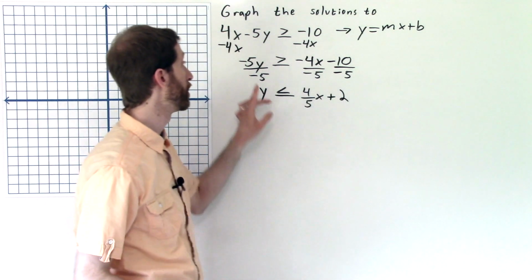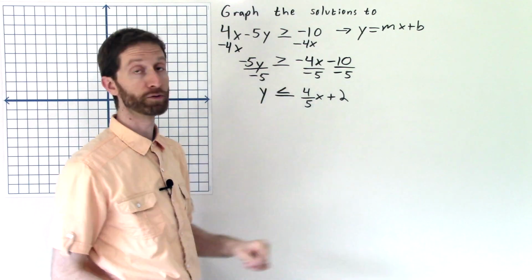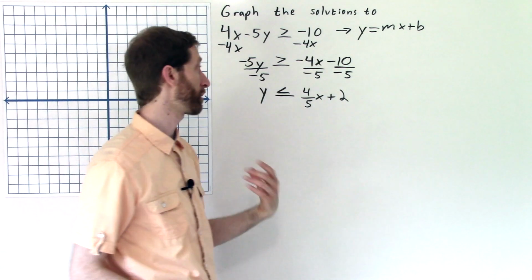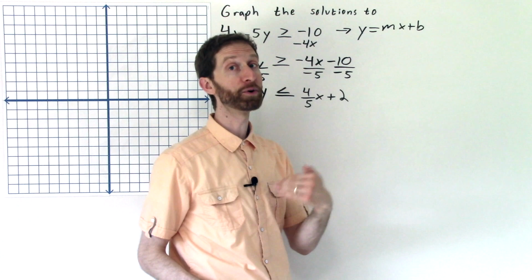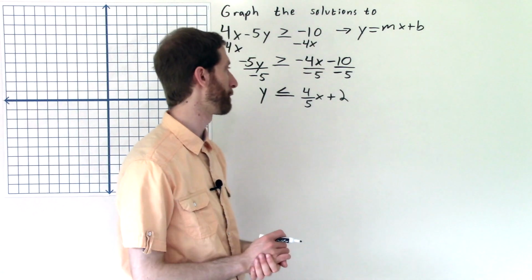Now remember, again, we divided by negative 5 on both sides. That is why we had to flip the inequality sign. And if you're having trouble remembering why you do that, check out some earlier videos, either in my Algebra 1 or pre-algebra class. I go over that in great detail.